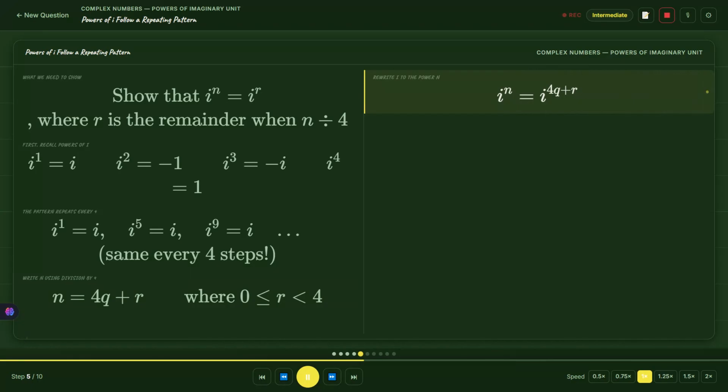Now we put in our new way of writing n. Instead of i to the power n, we write i to the power 4q plus r. We just swapped n with 4q plus r.